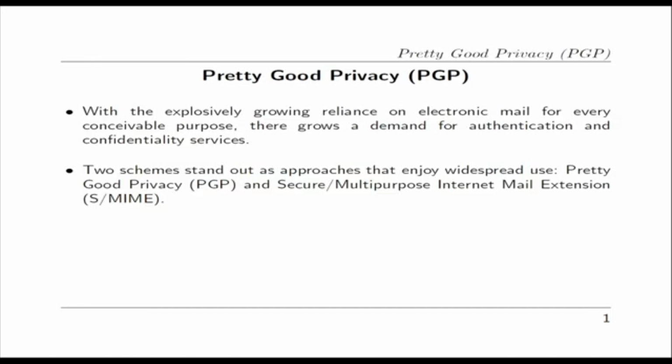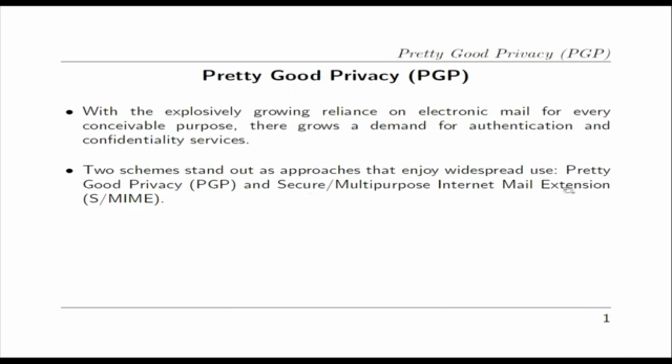Okay, so we talk about Pretty Good Privacy, which is basically PGP. This is a scheme to provide authenticity and privacy in electronic mail. With the explosively growing reliance on electronic mail for every conceivable purpose, there grows a demand for authentication and confidentiality services. So there are basically two schemes available.